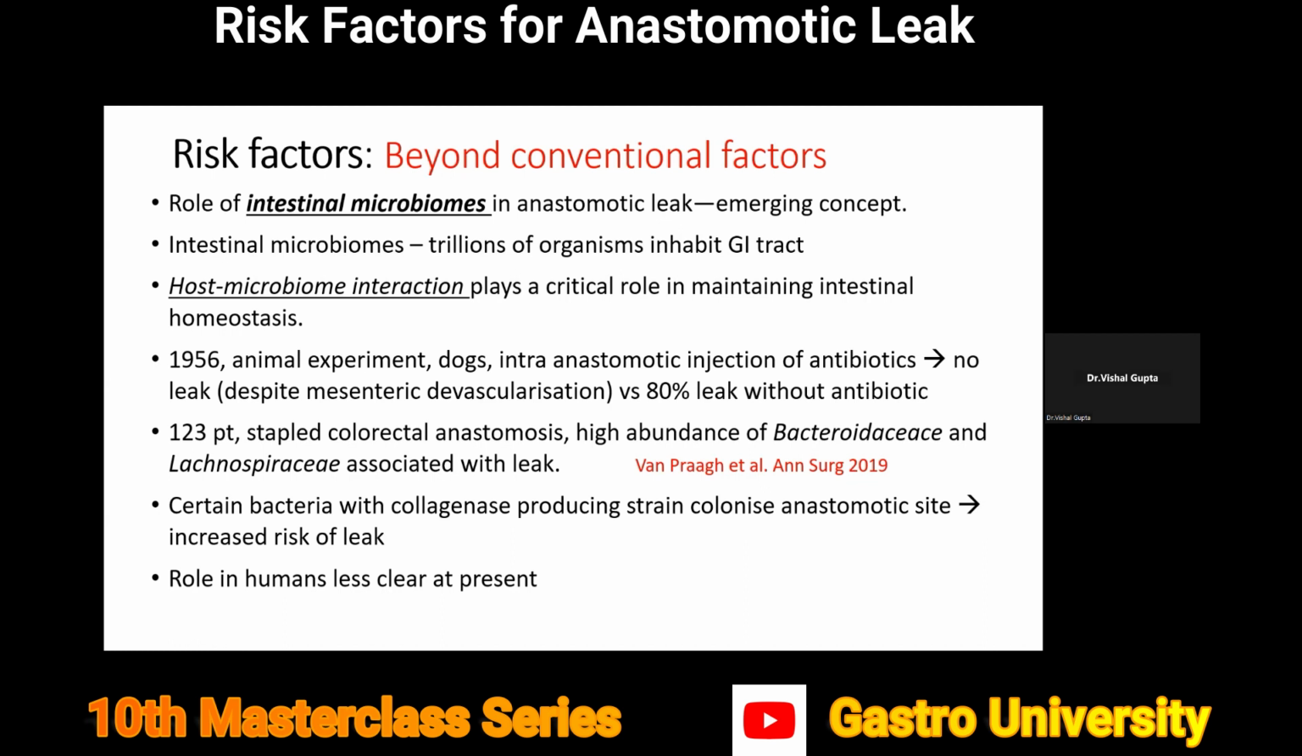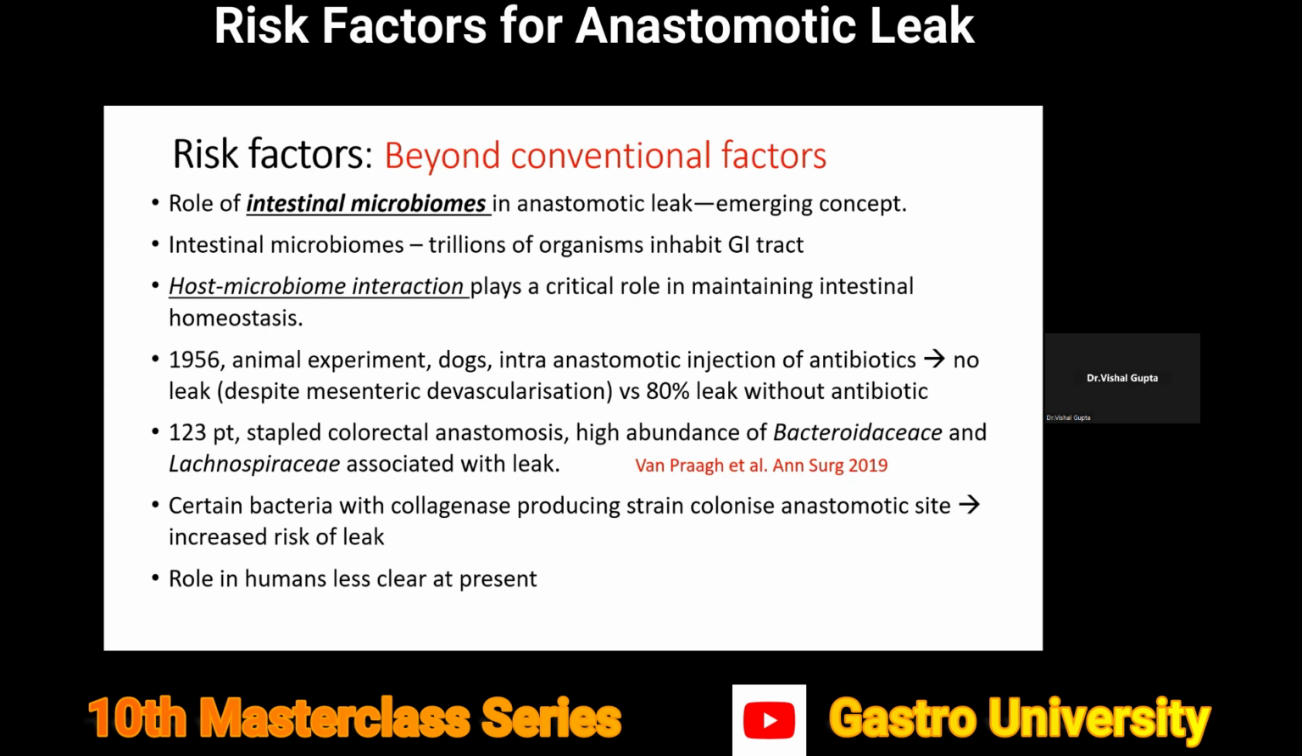And there is a recent reemergence in this area, and there are a few studies in humans where they analyzed the microbiome on the resected mucosa in the donut after rectal resection, and they found that in patients with leak, there is a high abundance of certain bacterial strains like Bacteroidaceae and Lactobacillus. So it is assumed that certain bacteria with collagenase-producing strains can colonize the anastomotic site and can play some role in increasing the risk of leak.